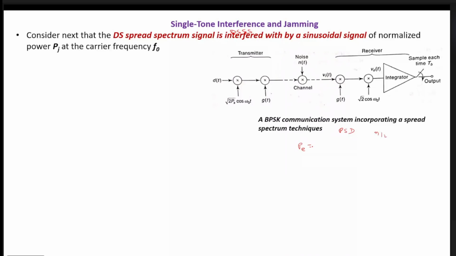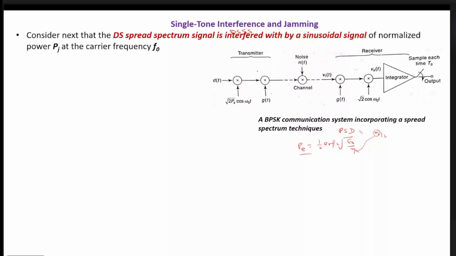We know that the probability of error for the case of white Gaussian noise is nothing but half the complementary error function of root Eb by eta. And if you are able to calculate this eta, that is the power spectral density for the single tone interfering signals, then equating that power spectral density with eta by 2, calculating this eta and putting the value of eta in this particular equation, we can calculate the probability of error. So this is our whole methodology, following which we will see how we can calculate the probability of error in the case of single tone interfering signals.